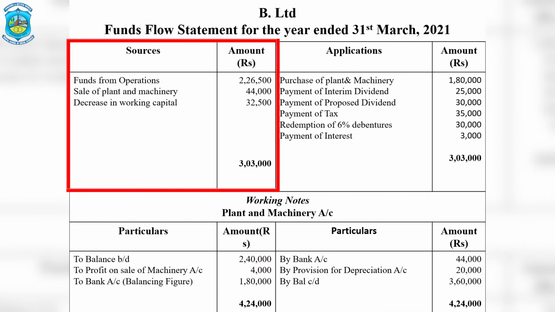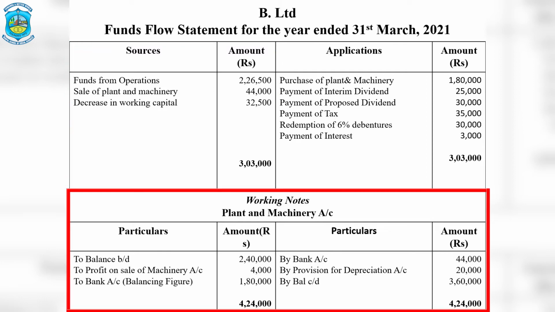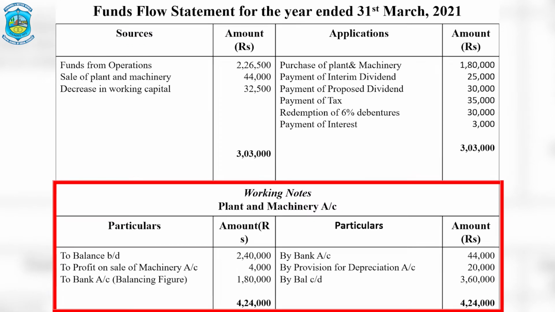Now we will understand this under the funds flow statement. Already we have discussed how to calculate funds from operations, and now we will understand this sale of plant and machinery worth rupees 44,000. To understand this, we have to prepare one account which has already been prepared on this slide. So first of all, we are going to prepare this plant and machinery account.